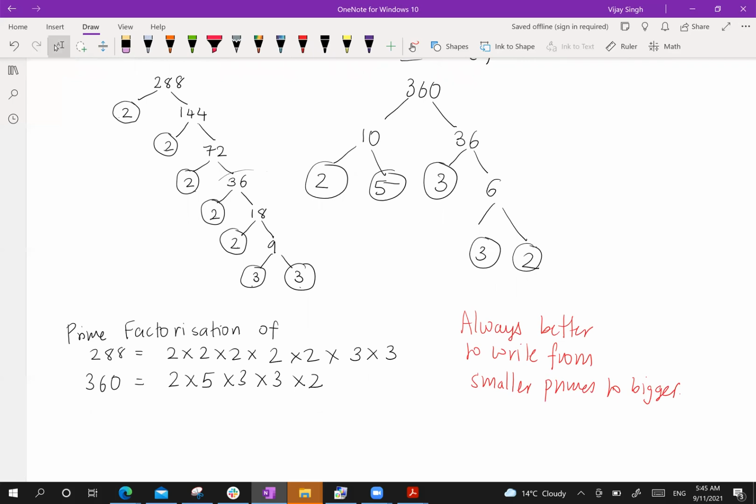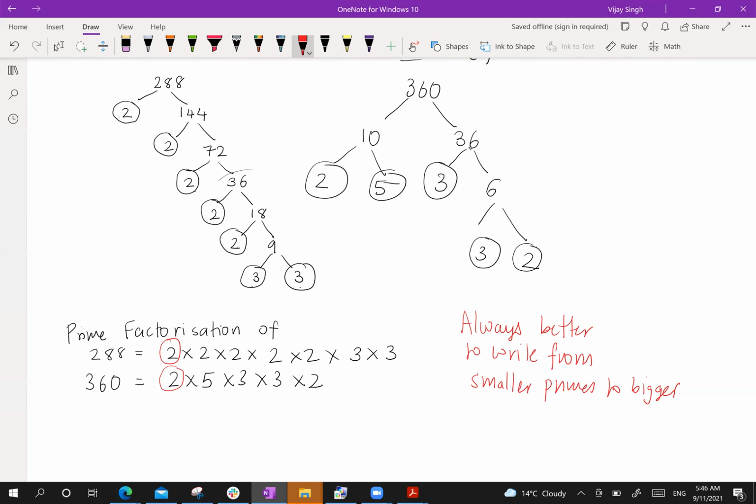Now we want to see common factors. So we should see what repeats in both of them, and then we will chalk that out, right? Like so. We can pick either list and compare it with the other, say take 288 and compare with the 360 list, or take 360 and compare it with 288. Let's start with 360 because this list is smaller. So 2 is common in both of them. Let me just mark 2 and 2. Then move along.